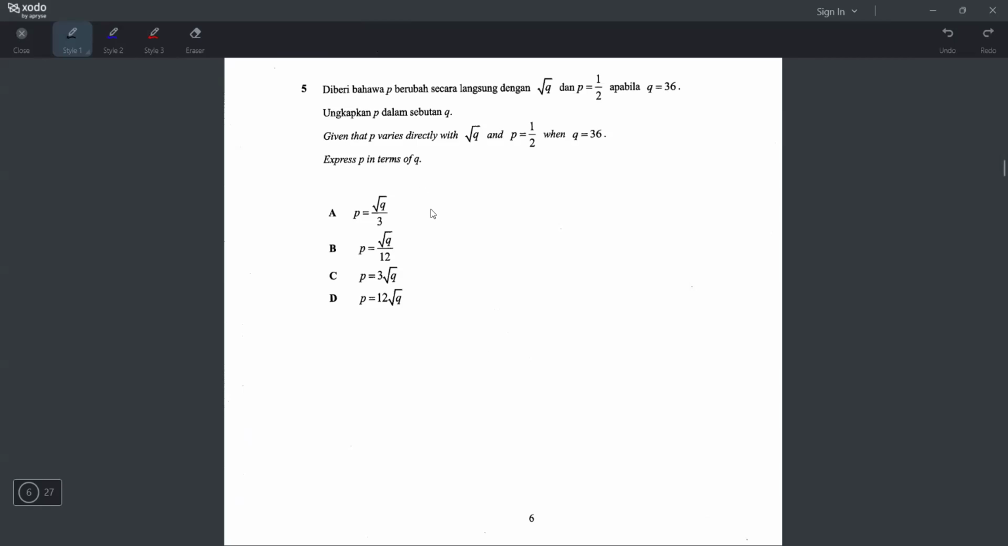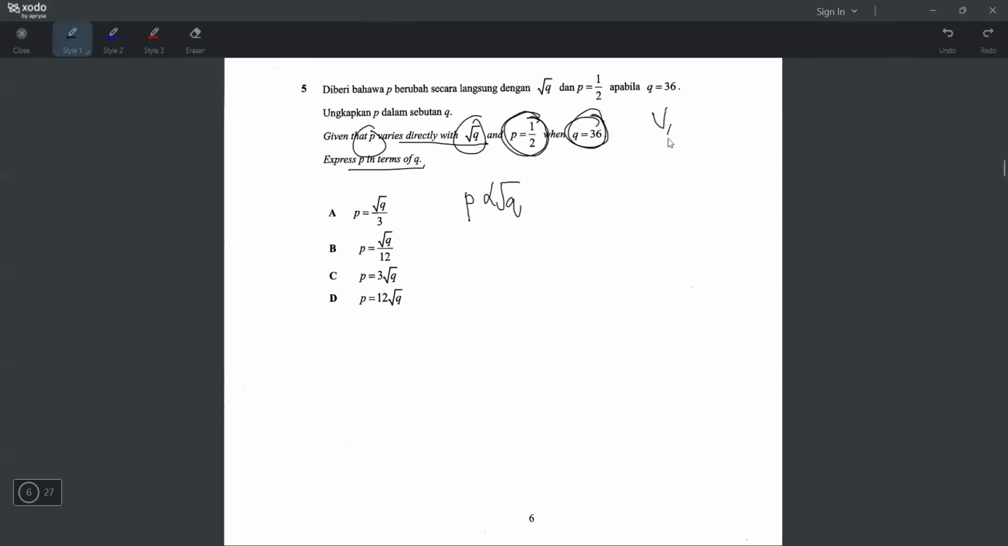Okay, let's go number 5. Given that P varies directly with square root Q. So this is a variation question. When it's a variation question, they already mentioned varies directly, so just write it down. P varies directly square root Q like this. And they give you P 1 over 2, Q 36, right? Express P in terms of Q. Okay, why they give us the P and Q is for you to find K.